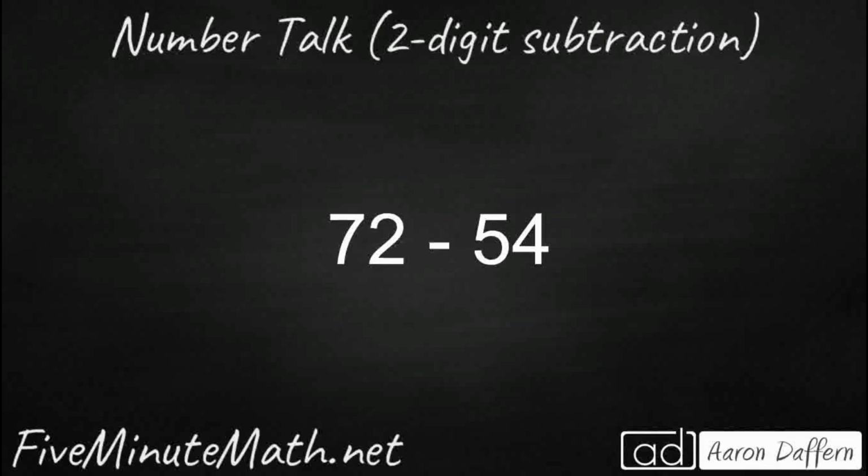Today we are looking at the expression 72 minus 54. What we do in a number talk is we use mental math. That means no paper, no pencil, to try to solve an expression, and then we look at all the different ways we could have used to figure it out. So before we go any further, let's do that.